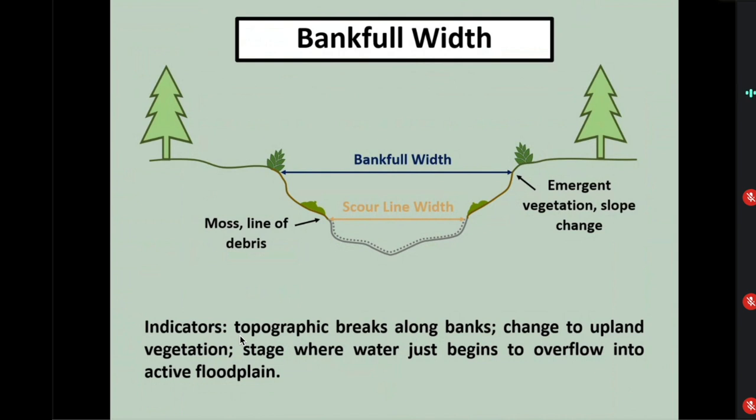Okay, we've already seen this image, and basically it's trying to give us some indicators. This is the metric on a level A form. We already talked about scour line width versus bank full width, and this is really important to talk about tomorrow when we're in the field.